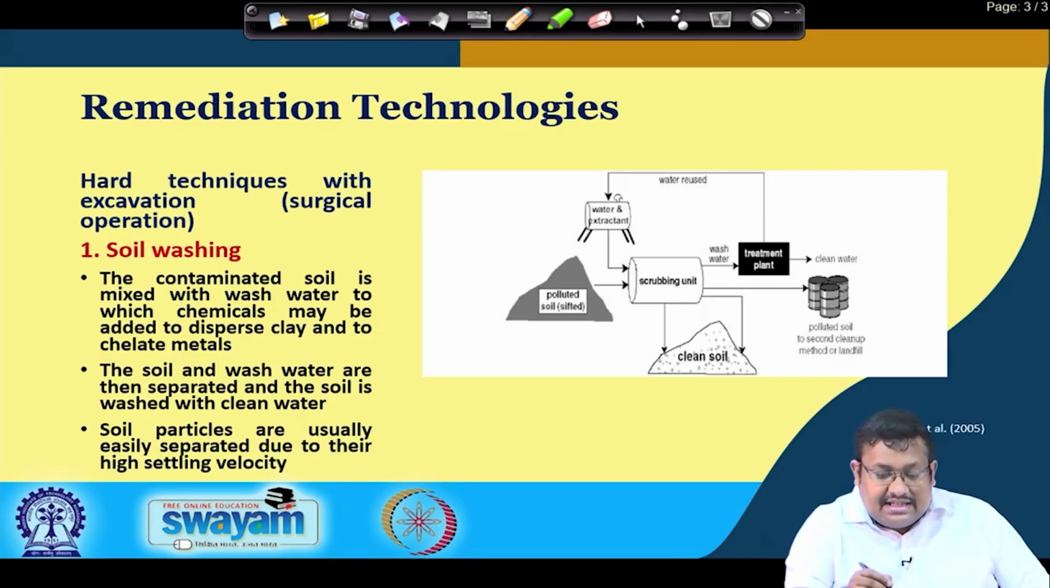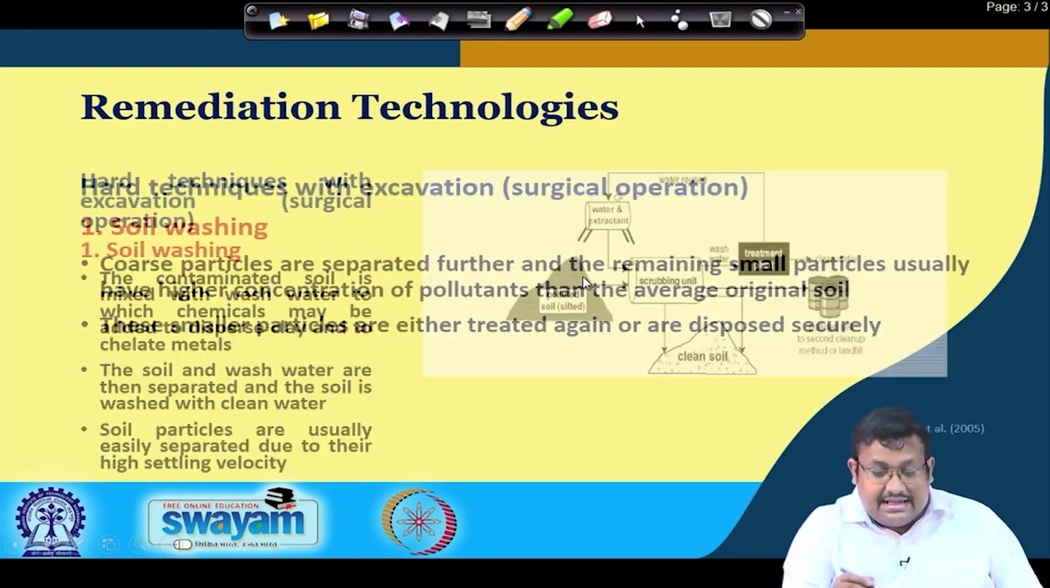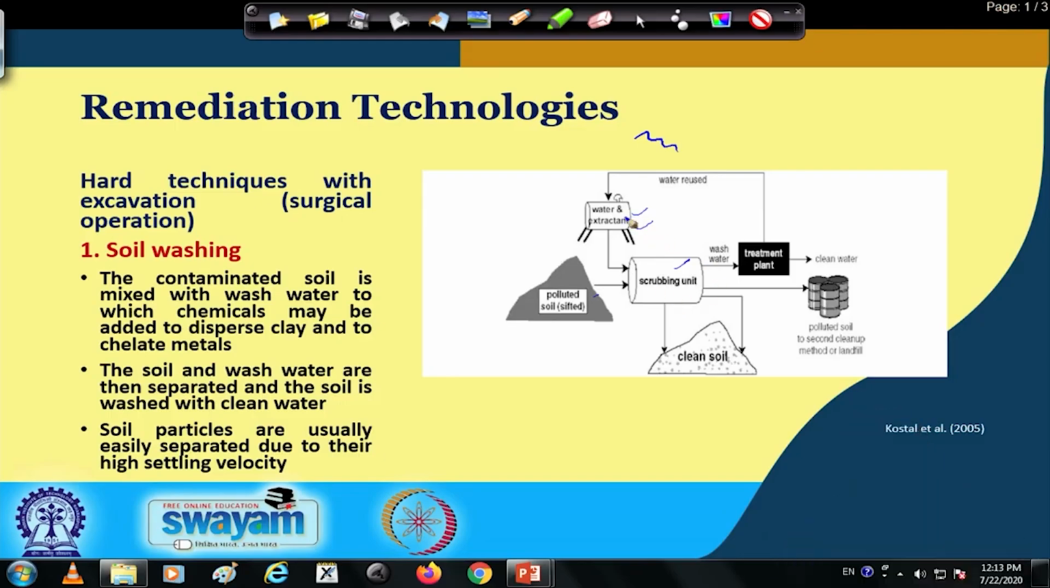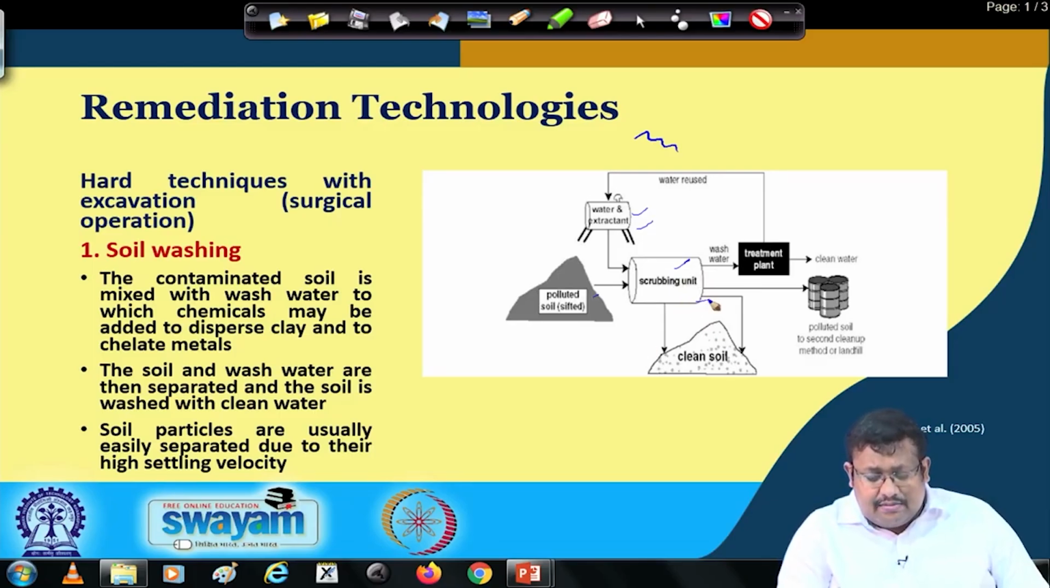So, this is basically shown in this diagram. Let us consider this is a polluted soil. This polluted soil is placed into this scrubbing unit, and in this scrubbing unit we are adding water and extractant. When we add this water and extractant and mix with the polluted soil, that disperses the soil clay particles and then chelates the heavy metals, and the resultant clean soil we basically use for other purposes.